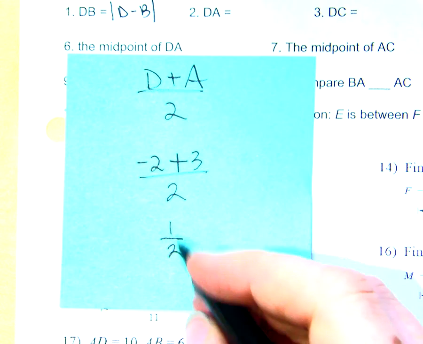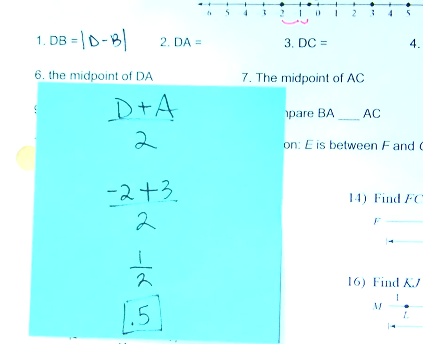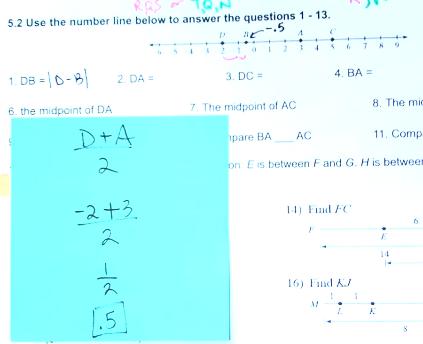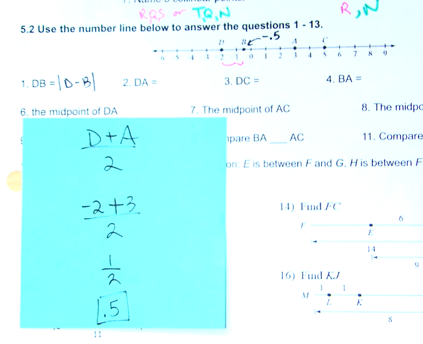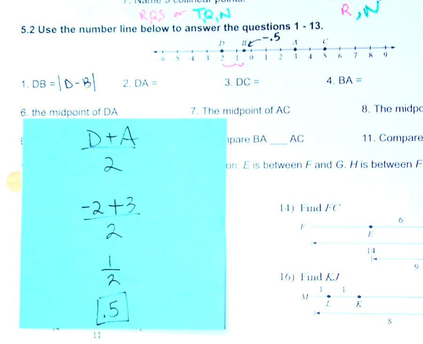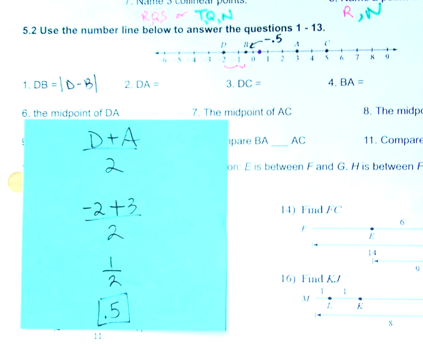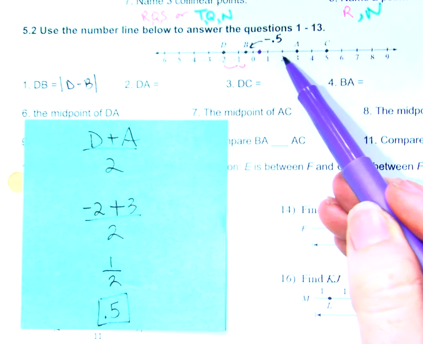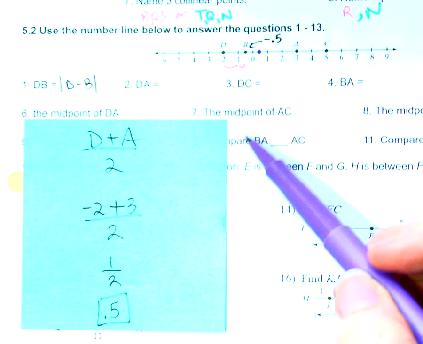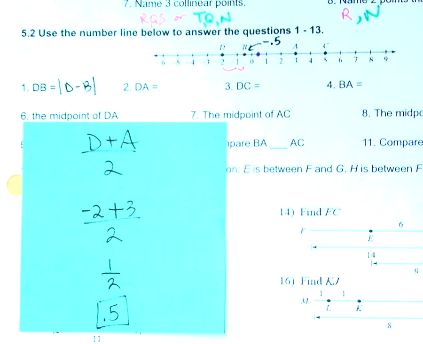I can leave it as a half, or if you prefer a decimal, you can go all the way to a decimal. And then I really want to check to make sure that even makes sense. So I'm going to go to my number line and put a point at 0.5, and I can actually just count to see if that's really the midpoint. From A, it's 1, 2 and a half. And from D, it's 1, 2 and a half. So that's how I know it's the midpoint.